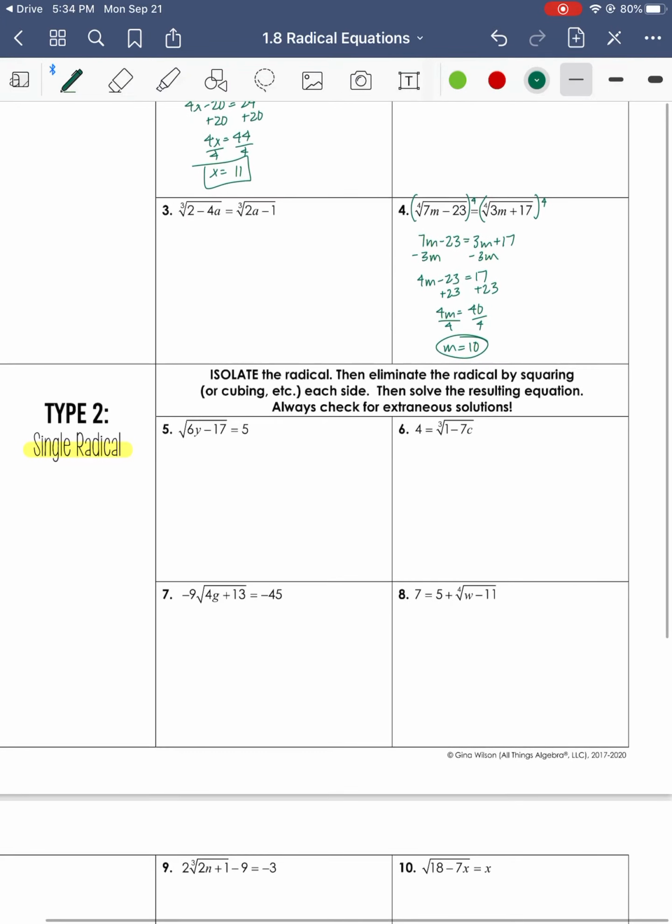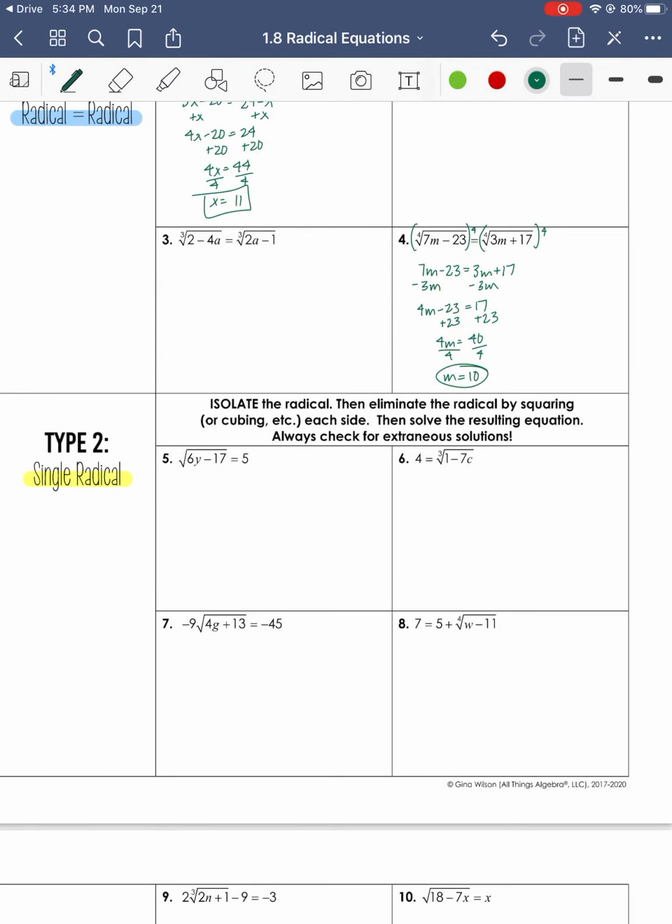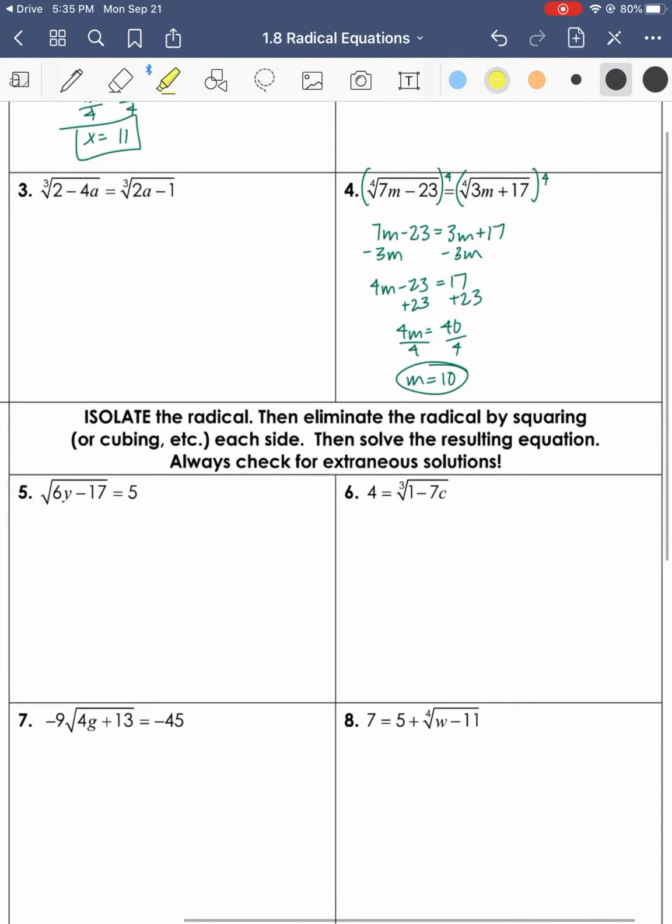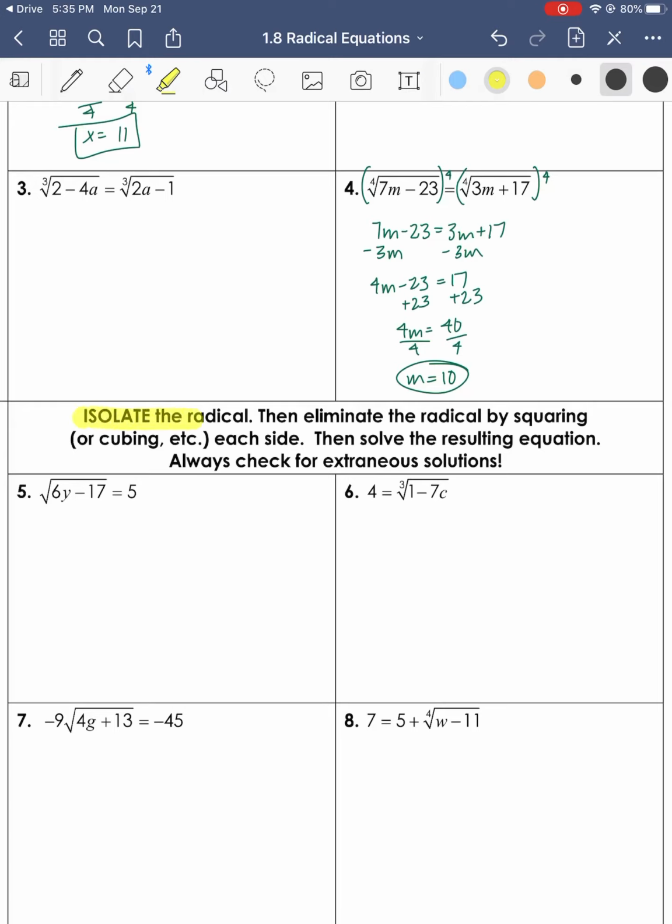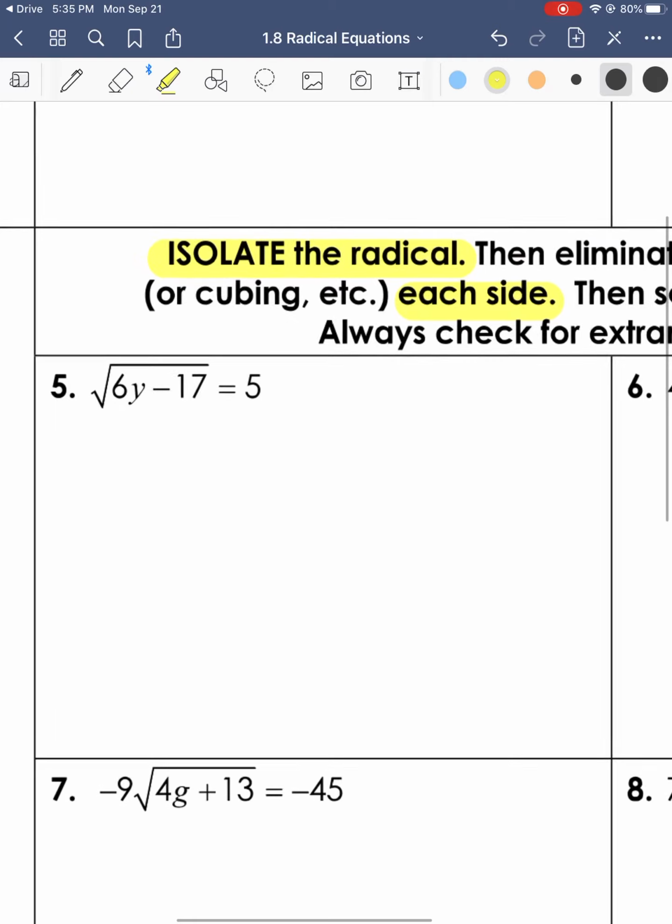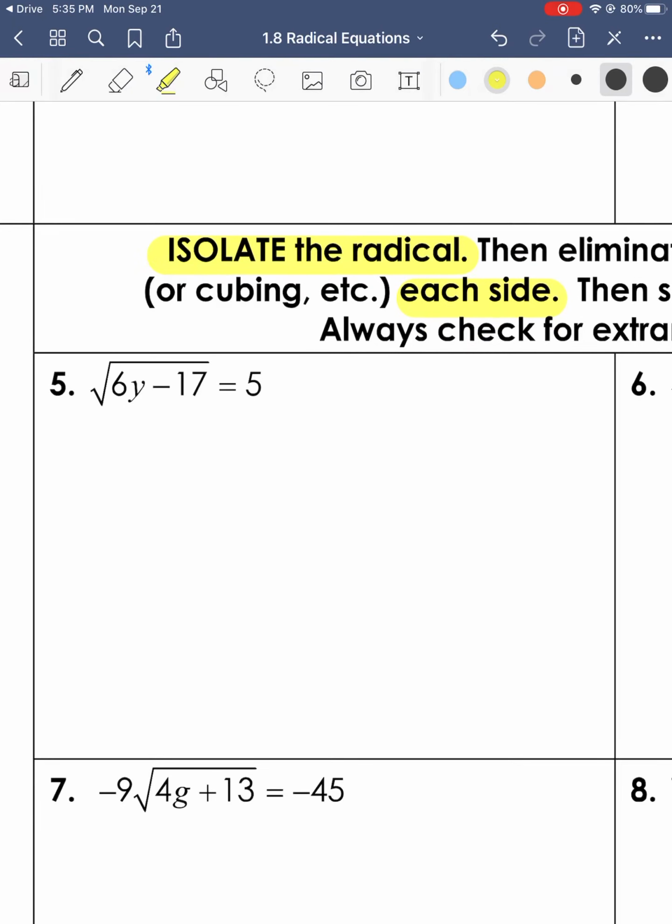Let's go to the next section where we have a single radical. Okay. It's really not that much different than the first one. There's just a couple things you have to do in addition. So the first thing is you're going to have to isolate the radical. We want the radical by itself before we square it. And then you're going to square it or cube it or whatever on each side, because it's an equation, we have to keep it the same. And then solve. Oh, I didn't check for extraneous solutions in the first two, so make sure you do check for that, but I think those solutions are just fine.